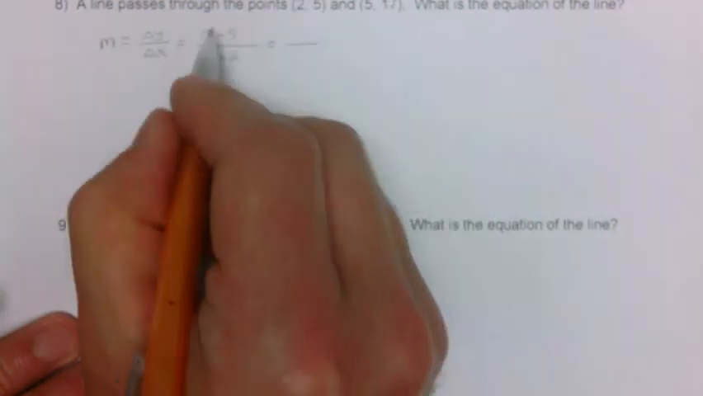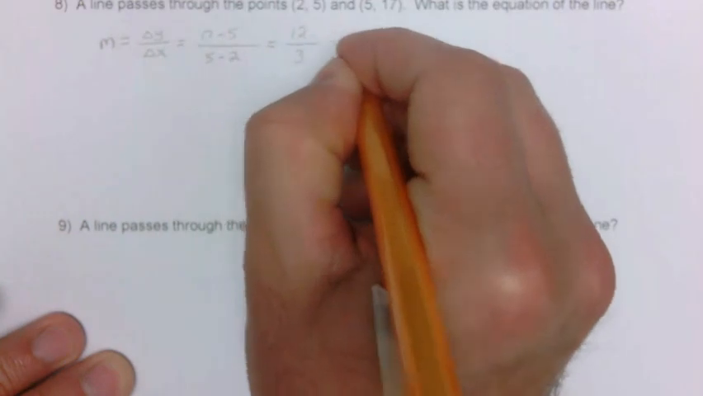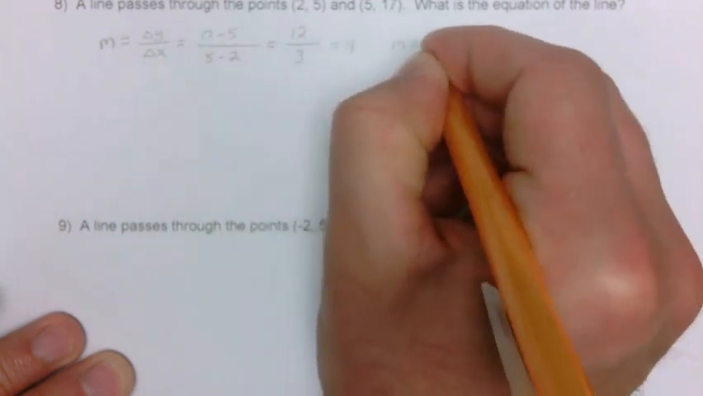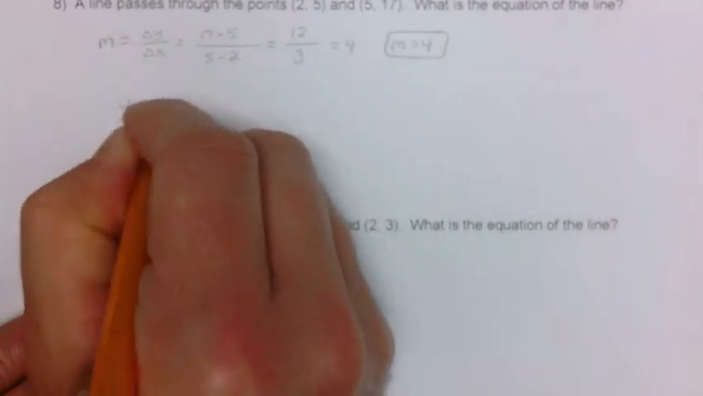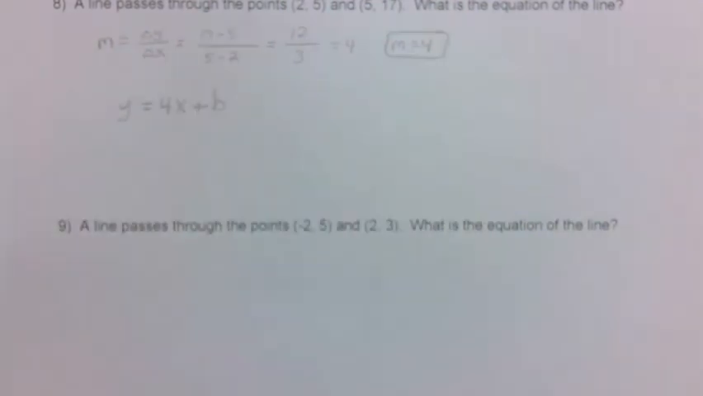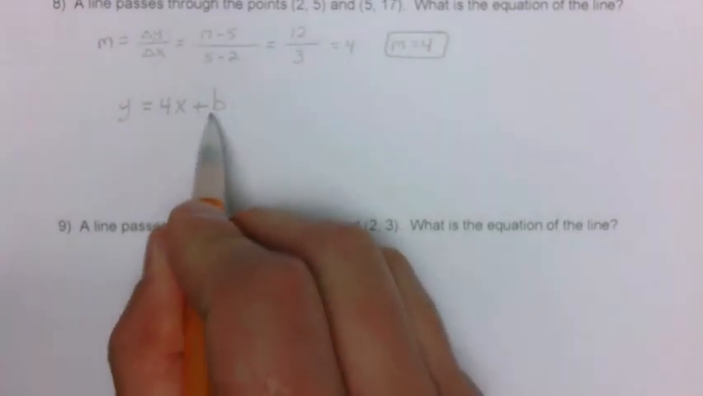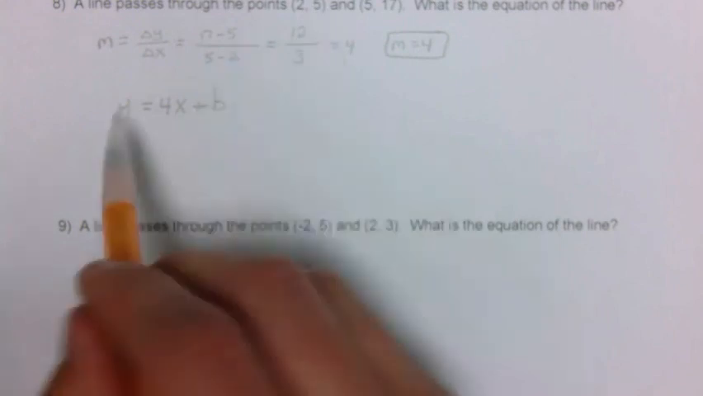All right, 17 minus 5, 5 minus 2. And if I were to calculate 17 minus 5, that's 12. 5 minus 2 is 3. 12 over 3 equals 4. So the slope m equals 4. That means I know my equation is going to start out as y equals 4x, and then plus b, whatever that y-intercept is. Now, to come up with the value of that y-intercept, all I'm going to do is pick one of these points and substitute in their values and then solve for b.